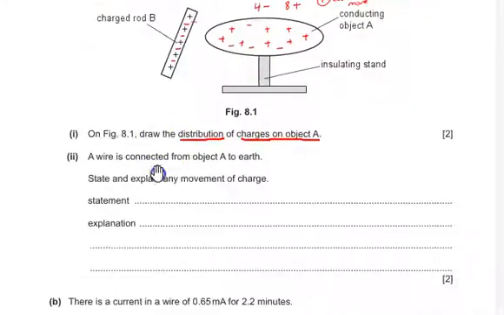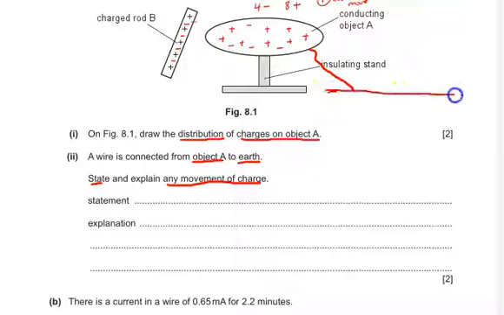Now a wire is connected from object A to the earth. So maybe it is like this. State and explain any movement of charge. So when you have the earth over here, the earth is negatively charged. So the negative charge will be coming from the earth to the object A, so it will make it equal. So your statement here will be the negative charge.